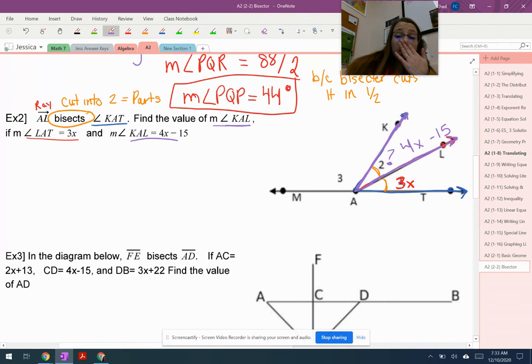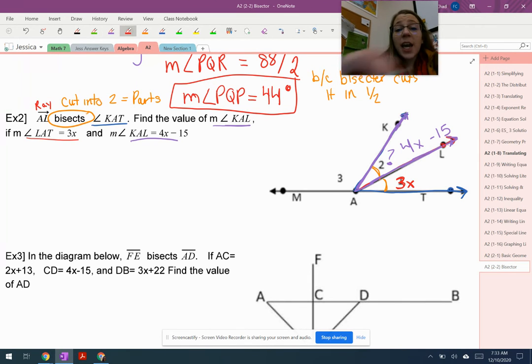Okay, so you might be thinking, well, they're telling us that angle KAL is 4x minus 15, so what is there to find? They actually want you to find the measurement. You need to solve for x somehow and find the measurement. So what do we know about bisect? What does it mean to bisect something?